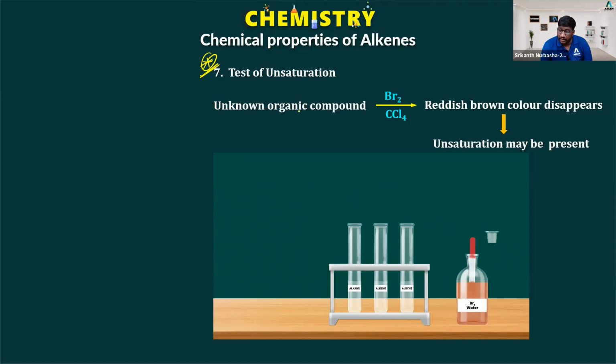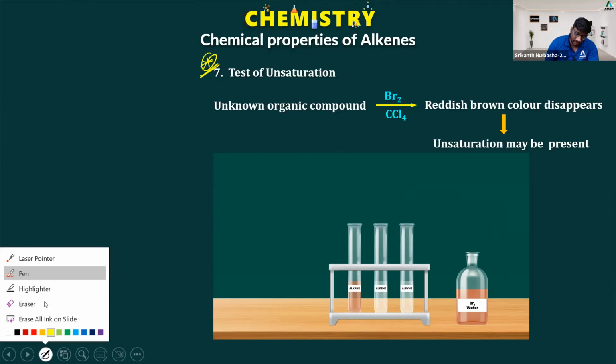I have taken an alkane. I have added bromine water, which is reddish brown colored water. I am adding it to three cases: alkane, alkene, and alkyne. If I look at the alkane, even though I shake it, the color is not decolorized. Whereas with alkene and alkyne, the color is decolorized. That means alkene and alkyne, the two compounds where the color has been decolorized, you can think of them as unsaturated compounds.